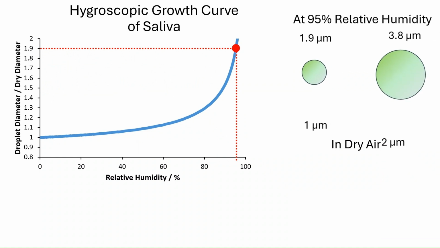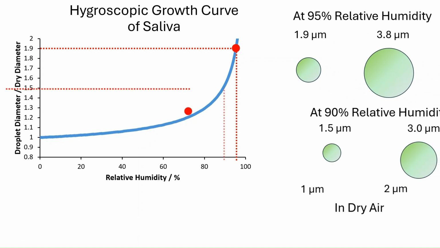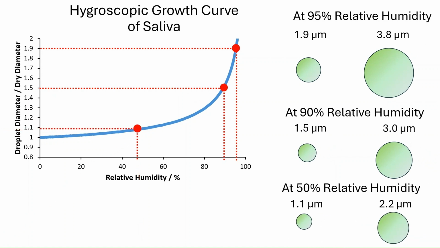Now, the utility of this curve is that this ratio is constant, meaning if you took a 2 micron aerosol droplet of water-free respiratory goo, an identical relationship would be seen. So at 95%, the aerosol droplet would be 3.8 microns. At 90%, it would be 3 microns. And at 50%, it would be 2.2 microns.